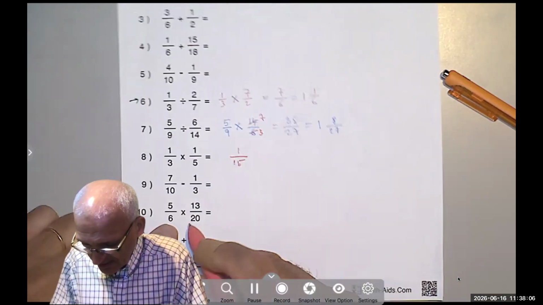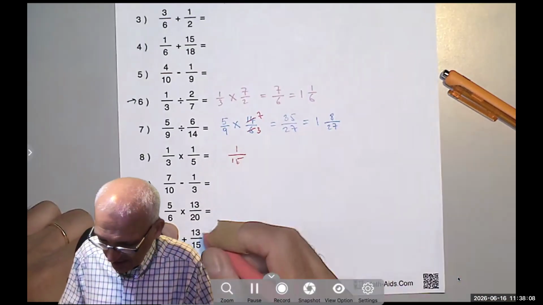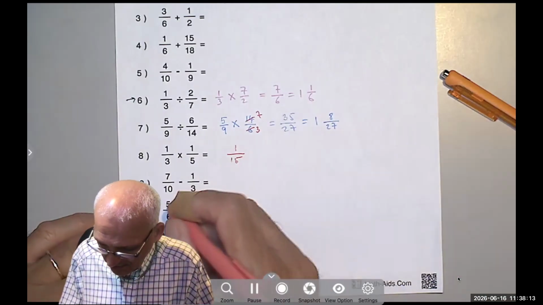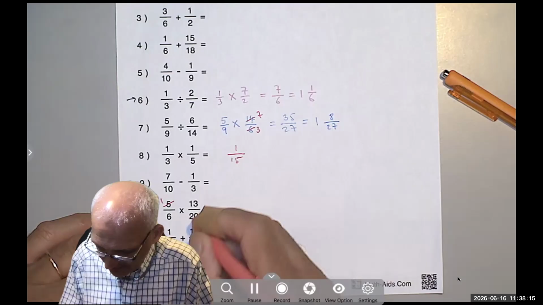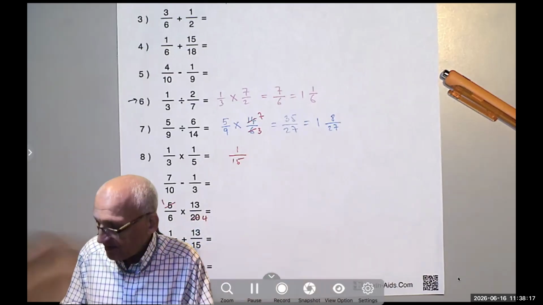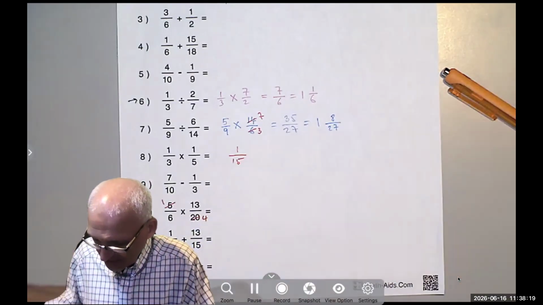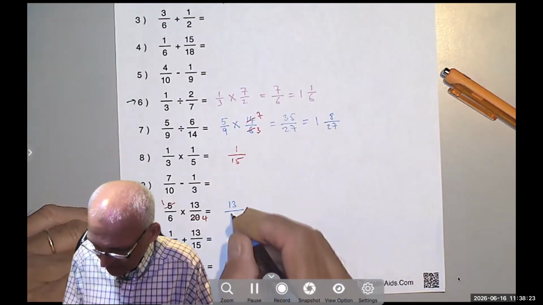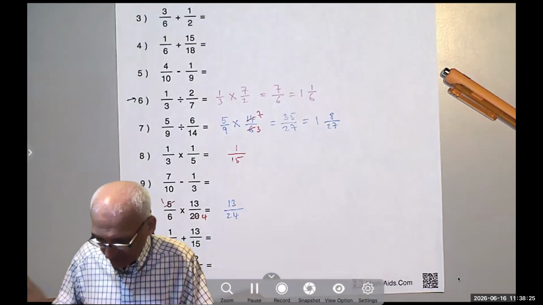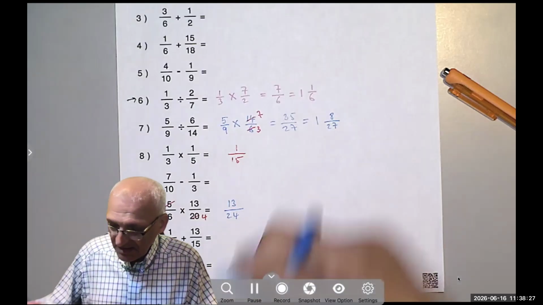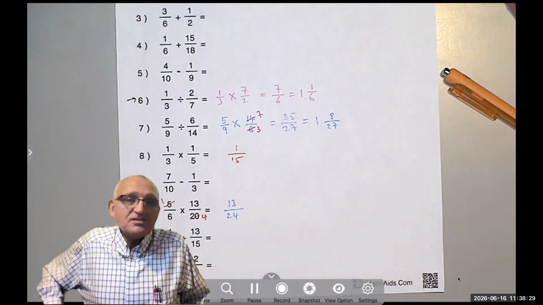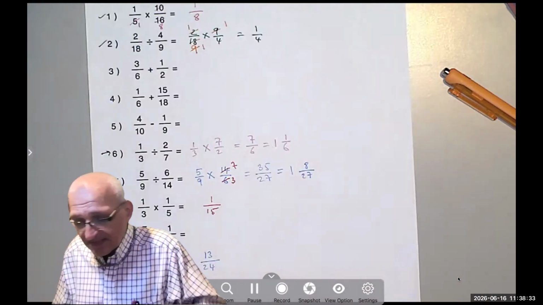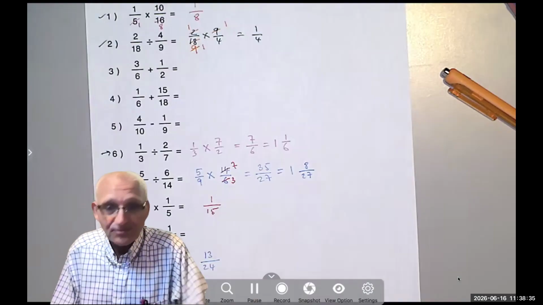Number 10 is a multiplication again. I can simplify the 5 and the 20. Divide by 5, divide by 5, and multiply. So you get 1 times 13 is 13. 6 times 4 is 24. And these 6 were multiplications and divisions. So we are done with those. Next time we go to addition and subtraction.